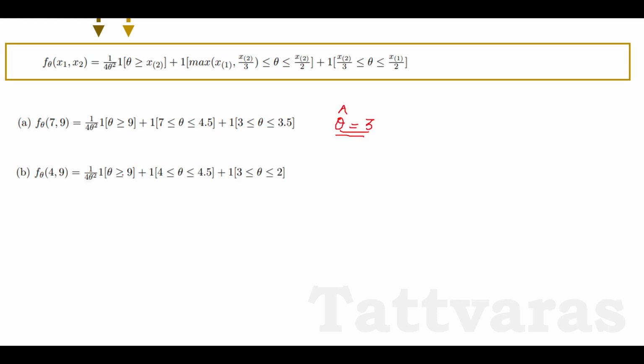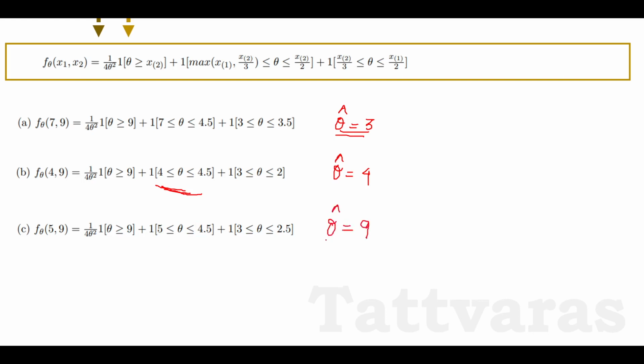What is the second part? In the second part also we can see that this region cannot hold, and from this region and this region, when theta is lying in this region, then only the minimum value is 4, and hence that is the MLE for this particular case. Okay. And in the third case we can eliminate both the second and third indicators because they cannot really hold true. The first one, theta greater than or equal to 9, is true, and the minimum value of theta is 9. So that is where we are getting the maximum value of our likelihood. Okay. So theta hat is 9.